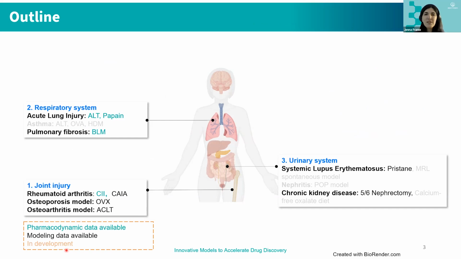Today's presentation will kick off with an overview of our joint models, including models of RA, osteoporosis, and osteoarthritis. We'll then discuss some lung injury models, including acute lung injury and pulmonary fibrosis. We will then follow up with data from our lupus model and a model of chronic kidney disease.